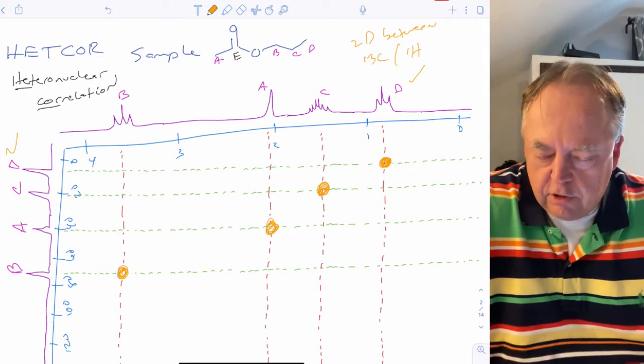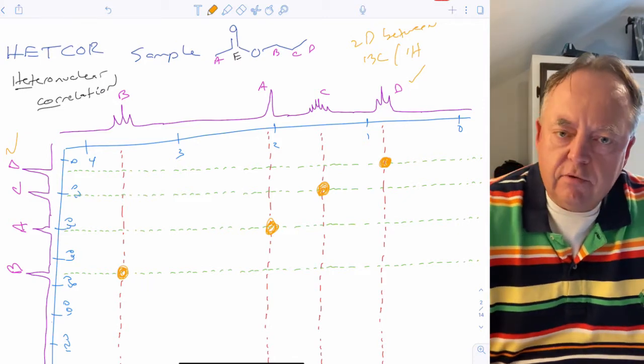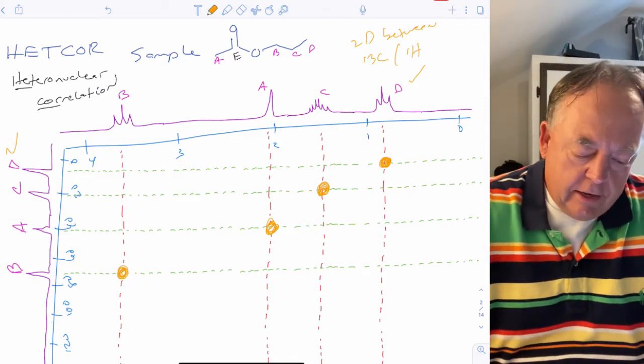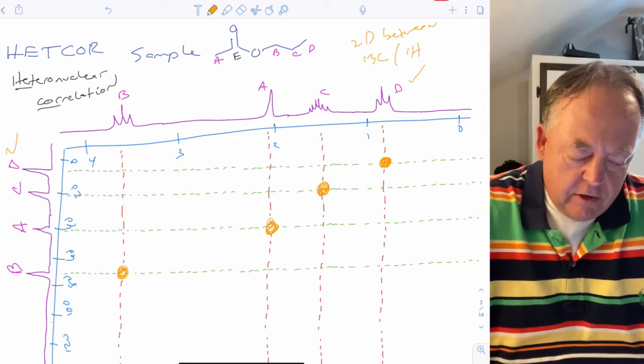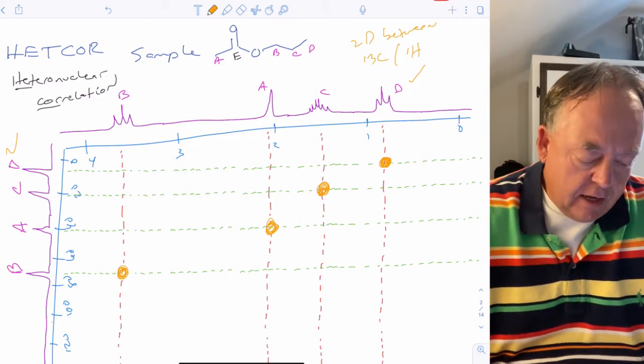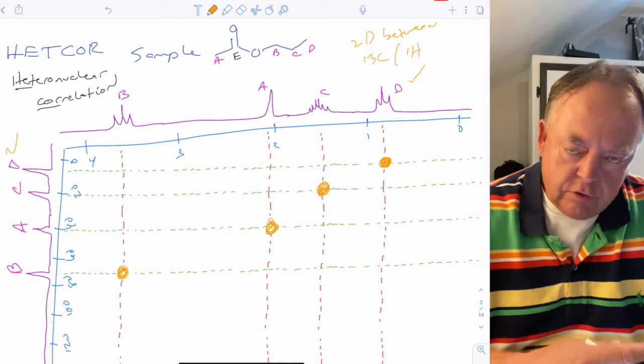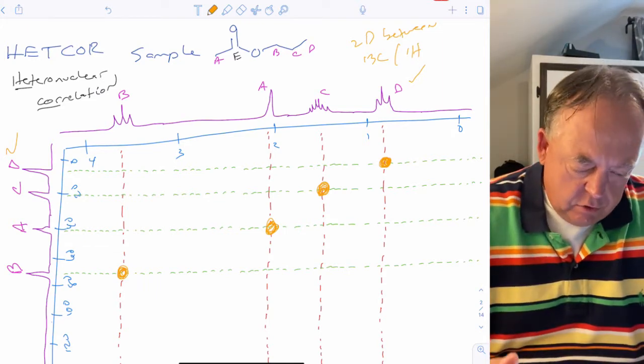If you have some signals that you can't figure out, but you have your carbon-13 figured out, then that'll allow you to figure out your proton, or vice versa. If you have your proton NMR figured out, but you don't have your carbon-13 figured out, and you don't know what all those signals come from, then you can do a HETCOR.